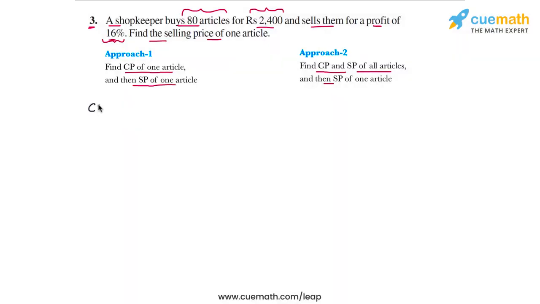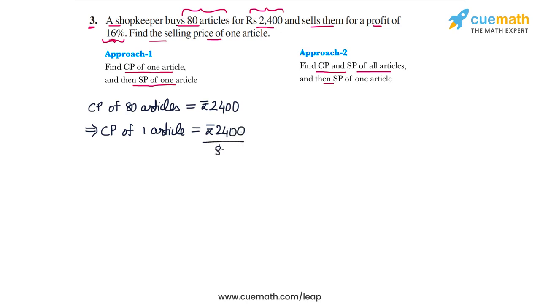So we have the cost price of 80 articles. The shopkeeper buys 80 articles for rupees 2400. So the cost price of 80 articles is rupees 2400. This means that the cost price of one article is rupees 2400 by 80, which is rupees 30. So the cost price of one article is rupees 30.